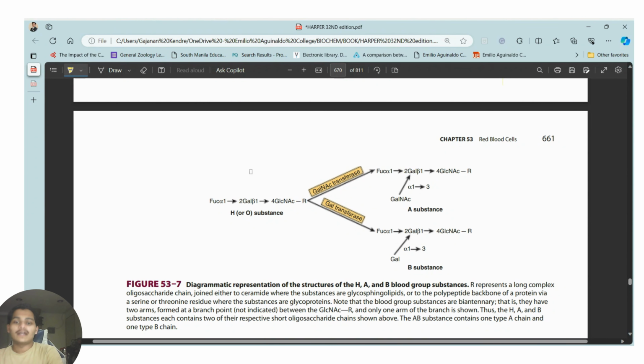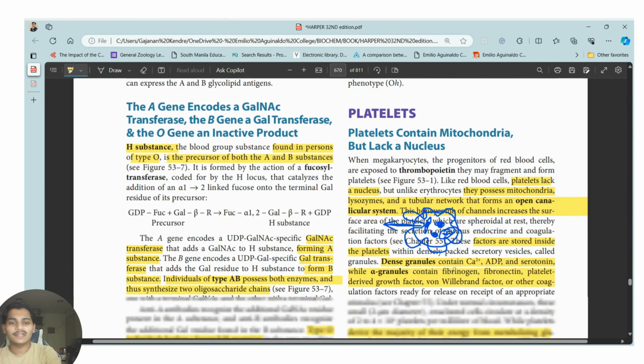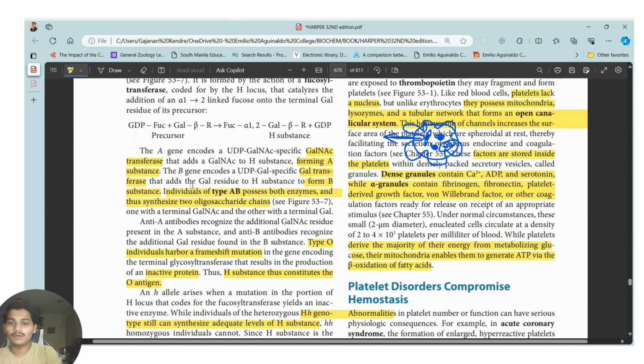red blood cells. The GalNAc transferase acts on the H substance to form the A substance, that is blood group A, and in the B blood group, the Gal transferase enzyme acts on the H substance and will form blood group B. That's very simple. It's complicated over here, and that's the summary of that. Then individuals of type AB will have both enzymes, and thus they synthesize two oligosaccharide chains. It means they will have an oligosaccharide chain of A and also of B.